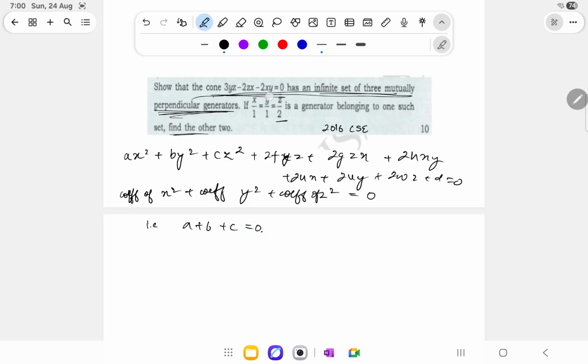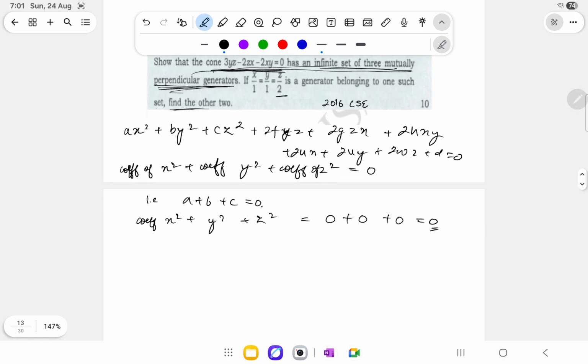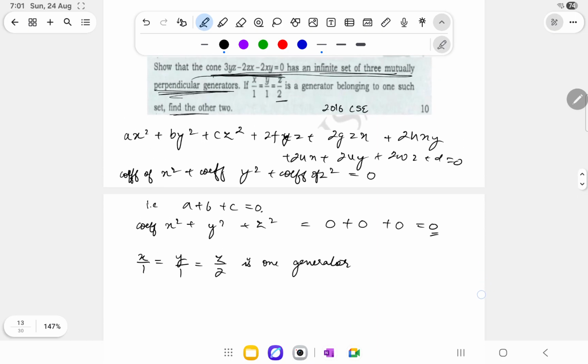So if we observe our cone, there is no term involving x square, y square and z square, so the coefficient of x square plus y square plus z square is basically equal to 0 plus 0 plus 0, which is 0 only. So the given cone has an infinite set of 3 mutually perpendicular generators. Further, the question says that x by 1, y by 1 and z by 2 is one generator belonging to any one such set. So we are supposed to find the other two generators like we did in the previous question.